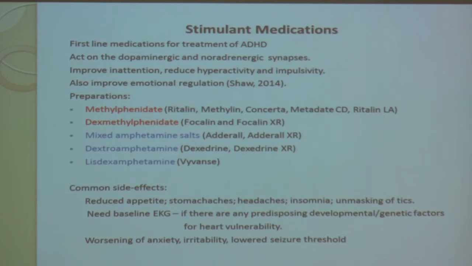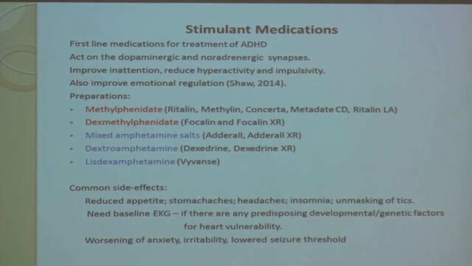So we start with a medication from one family. We try a couple of medications or three medications. If the symptoms are not improving, then we go to a medication from the other family. And there are common side effects, things like reduced appetite, stomach aches, headaches, insomnia, unmasking of tics. They don't cause tics, but they may unmask tics in a child who has the vulnerability to develop tic disorders.